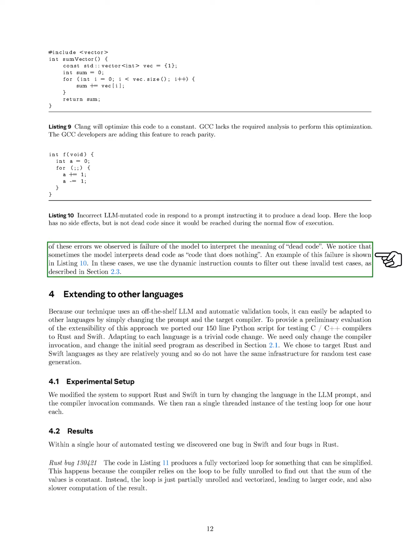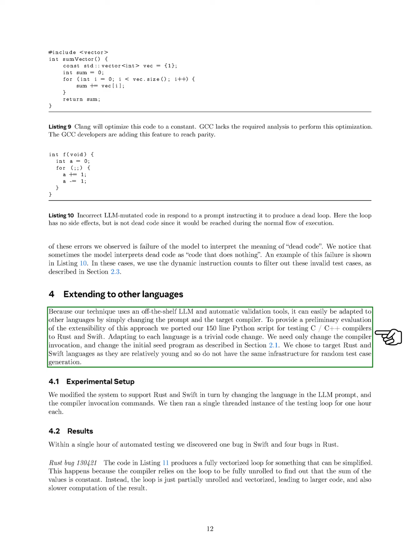Section. Extending to other languages. In this section, we discuss how our technique can be easily adapted to other languages since it utilizes a standard large language model, LLM, and automatic validation tools. We can simply change the prompt and the target compiler to extend our approach. To evaluate this adaptability, we converted our 150-line Python script for testing C and C++ compilers to work with Rust and Swift. The changes required for each language are minimal. We only need to adjust the compiler commands and the initial seed program as outlined in our previous section.